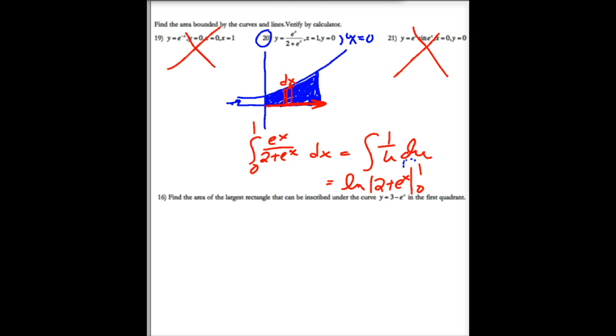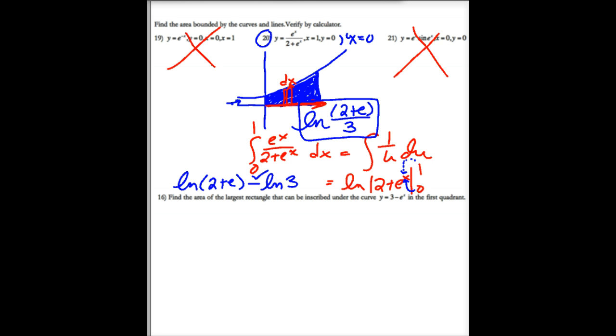So fundamental theorem of calculus, we're going to put in our top boundary. That's going to give me ln of 2 plus e. And I'm going to drop those absolute values since that's always positive, minus ln of 2 plus e to the 0, which is 2 plus 1, or ln 3. Keep in mind you have to be good at playing with logarithms here because you might not see this, but subtraction can condense into division. So we'd have ln of (2 plus e) over 3 would be my best answer for that.